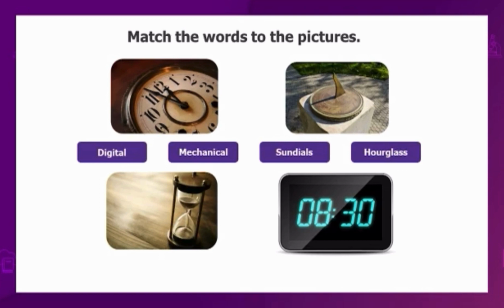On the screen you can see 4 pictures of different timekeeping devices. Your task is to match the picture to the correct type of device. You can start.